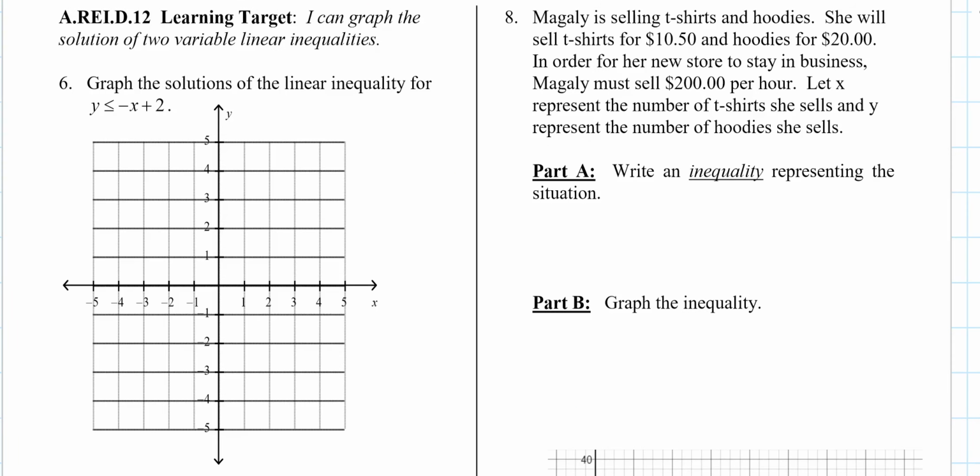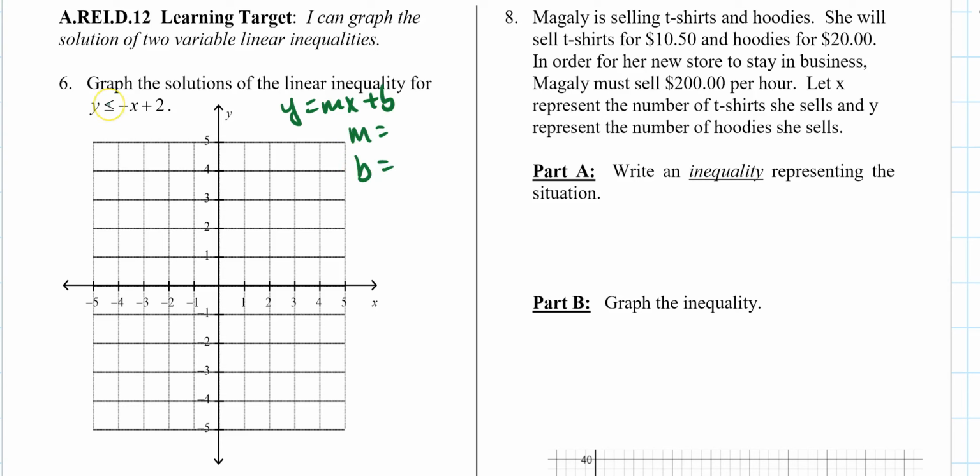Number 6, graph the solution of the linear inequality y is less than or equal to negative x plus 2. So we have a line. It's an inequality, but it's still in linear form, still in the form of y equals mx plus b, which means to graph it, we want to find m, and we want to find b.